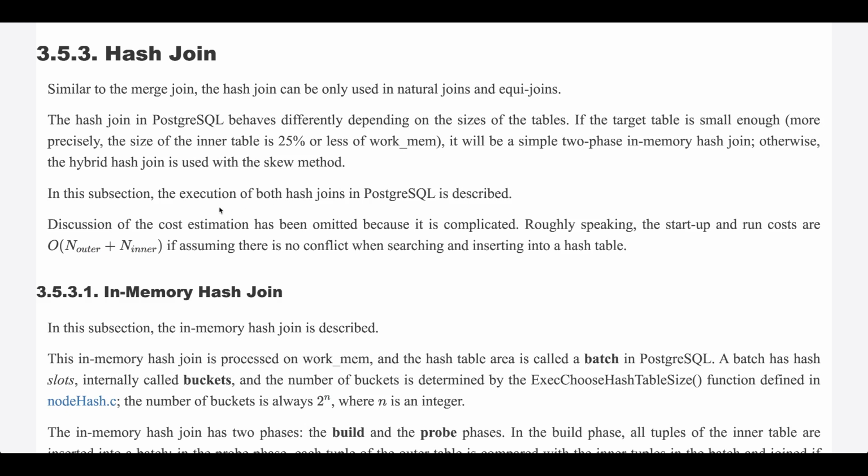In this subsection, the execution of both hash joins in Postgres is described. Discussion of the cost estimation has been omitted because it's complicated. Roughly speaking, the startup and run costs are O of N outer plus N inner, if assuming there is no conflict when searching and inserting into a hash table.